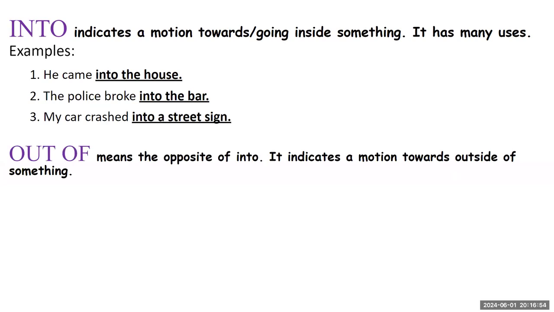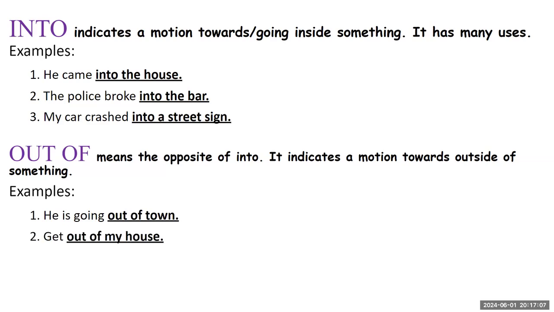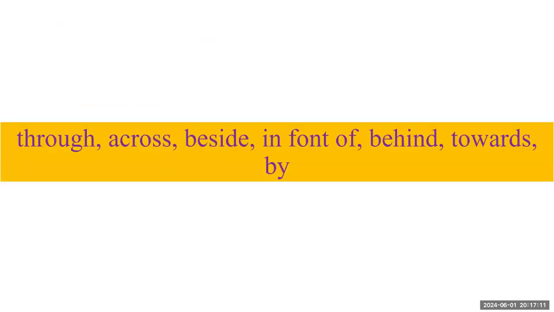Out of means the opposite of into. It indicates a motion towards the outside of something. Examples: he is going out of town. Get out of my house. Please remain out of this. Okay, that's out of. Next: through, across, beside, in front of, behind, towards, and by.